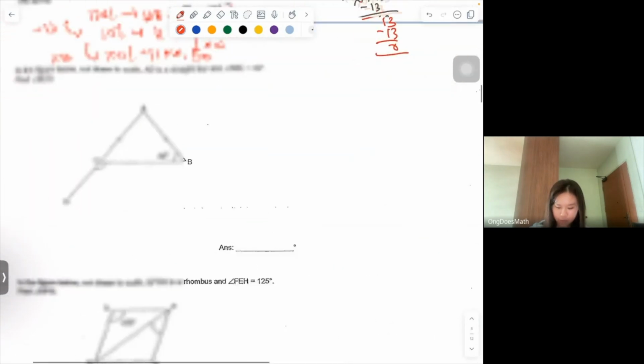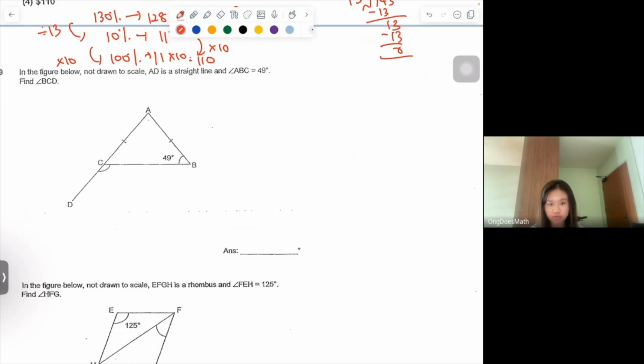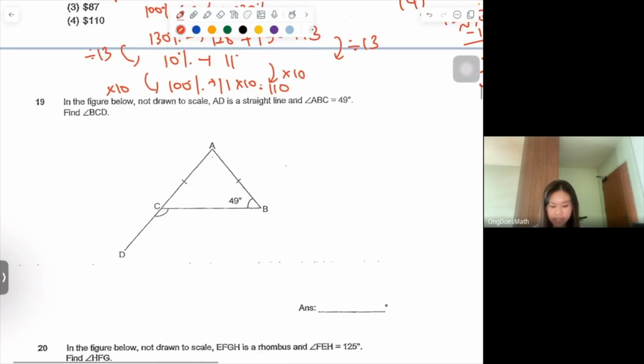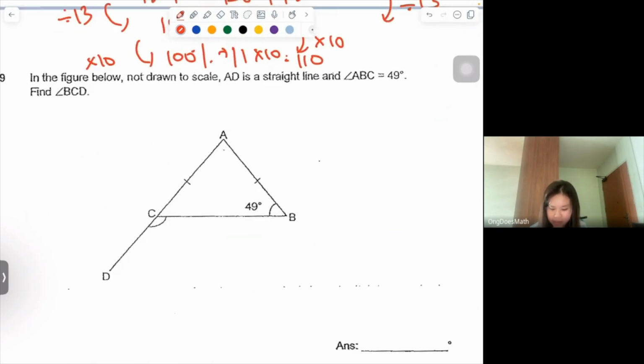So now we can move on to question 19, our favorite angles question. In the figure below, not drawn to scale, very important, not drawn to scale, please don't take out your projector. AD is a straight line and ABC is 49 degrees. Find angle BCD. For this part, if they label these, you have to understand that this sign just means that they are equal, which means that triangle ABC is an isosceles triangle. So if here is 49, here will also be 49 degrees.